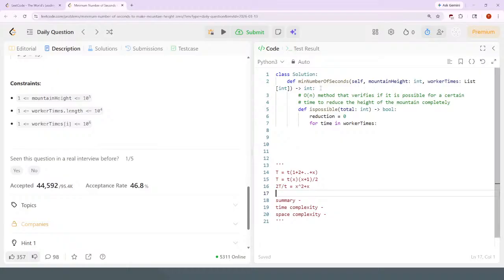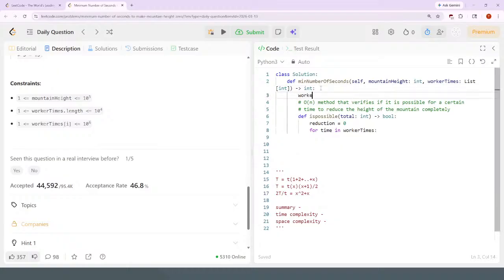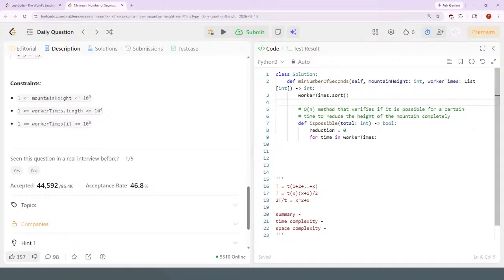I think I should initially sort the worker times. There could be some optimizations there. The fastest worker, which is to say the worker time with the smallest number, should be able to do the most reduction. So I should have a high number for this guy, and then all the other workers that follow would have a lower number reduction.